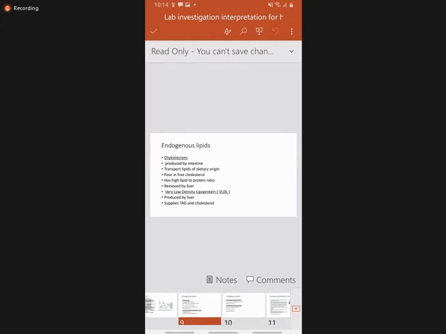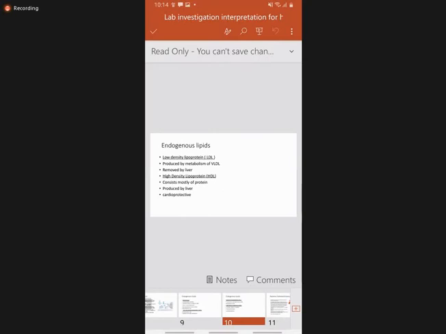Now on the next slide, we have the LDL, that is the low density lipoprotein produced by the metabolism of the VLDL. Okay? When the VLDL is metabolized, LDL is produced, and it is removed by the liver. Whereas the HDL is mostly composed of protein. It is produced by the liver, and it is cardioprotective. Now I give you a brief background of all these parameters, what they do, what their pathophysiology is, what is the role of dietary protein in hyperlipidemia.